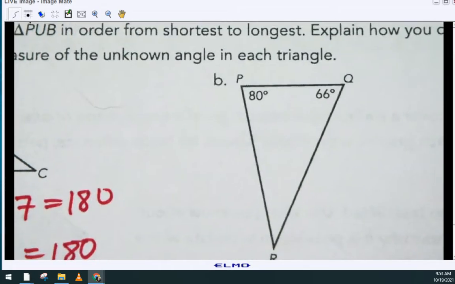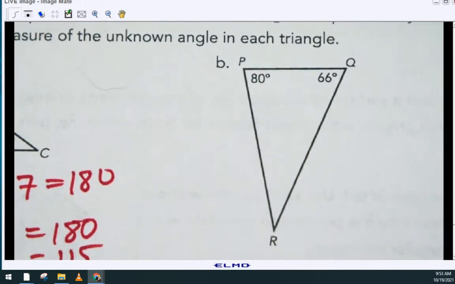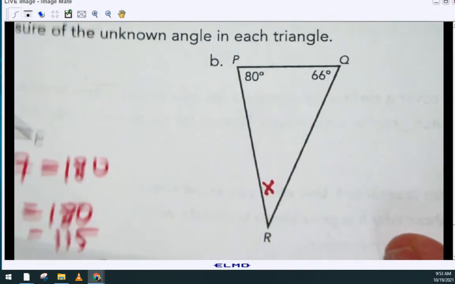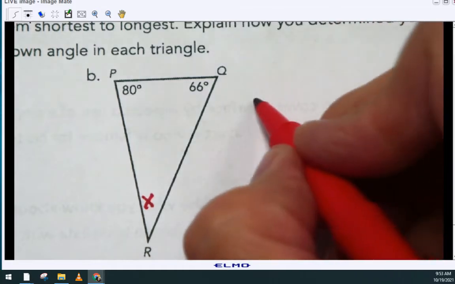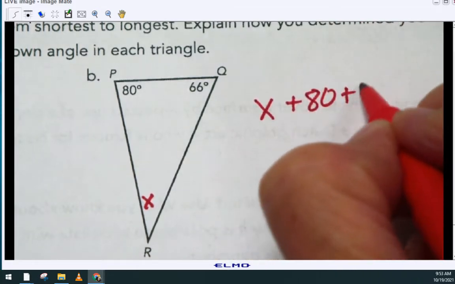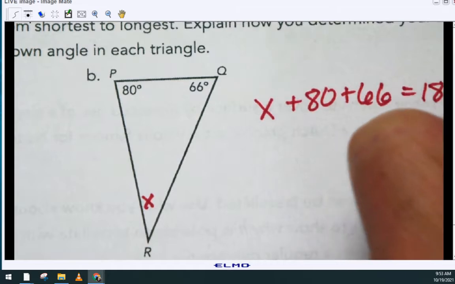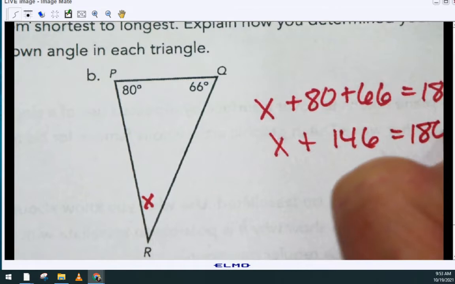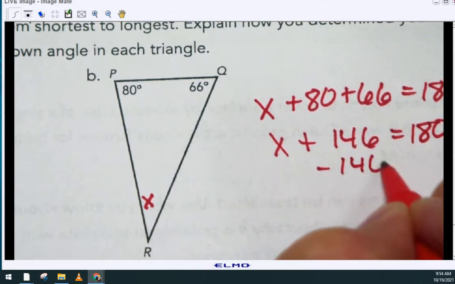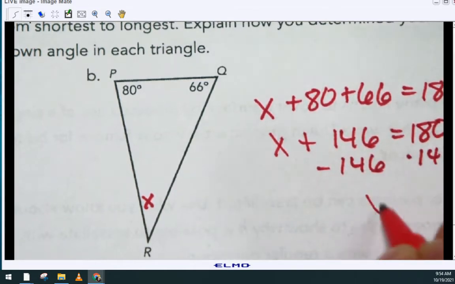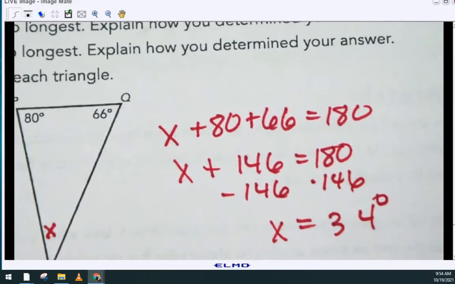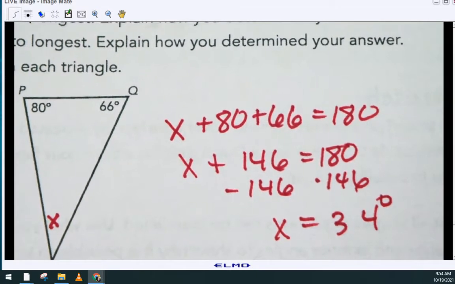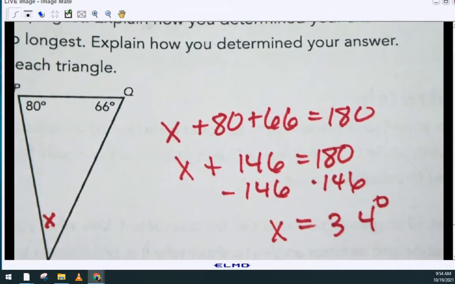So the next one, again, all of these angles are inside of the triangle. So I just add them up and set them equal to 180. X plus 80 plus 66 equals 180. So x plus 146 equals 180. I subtract 146 from each side of the equal sign, and I get x equals 34 degrees. Ooh, you couldn't see it, sorry. I'll put it there. Okay, next slide.